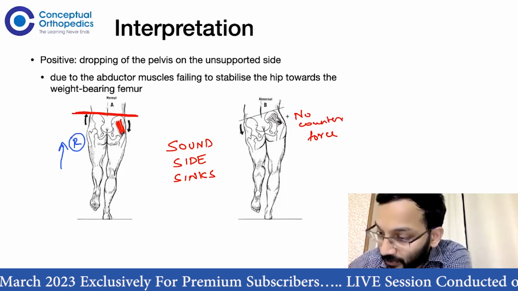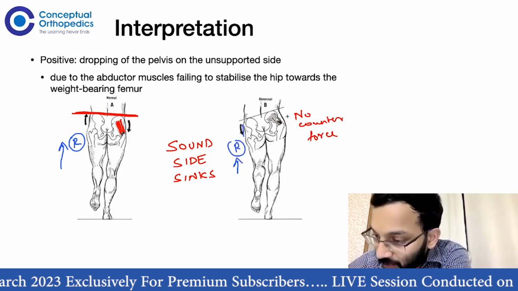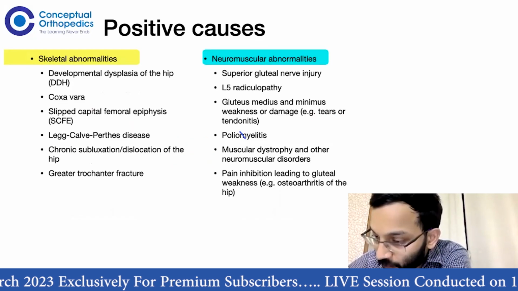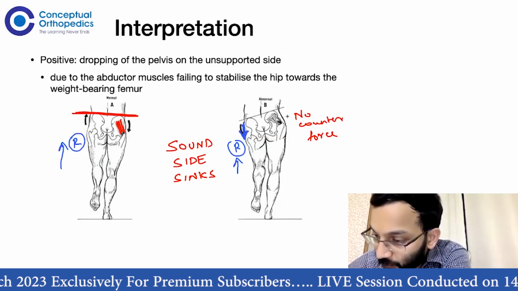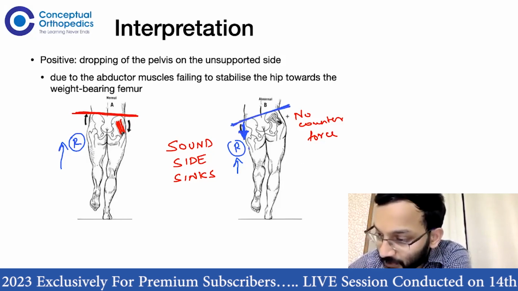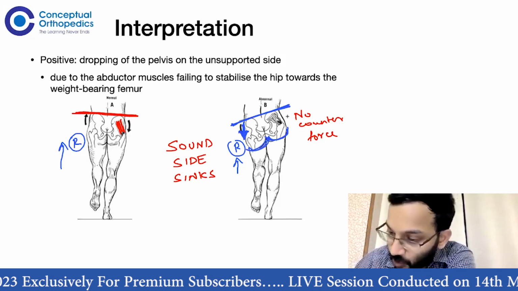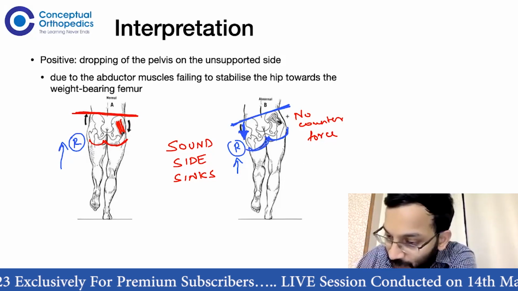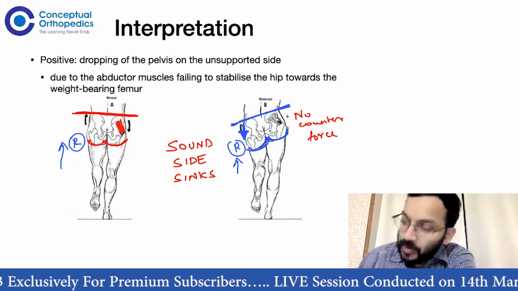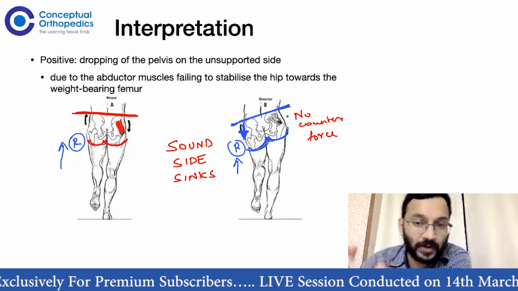So when the right foot is lifted upwards, the pelvis starts to drop down. The pelvis starts to drop downwards and the pelvis sinks. The gluteal folds also sink. So on the normal side, the gluteal folds will be the same, but on the abnormal patient, the gluteal fold on the normal side will fall down.